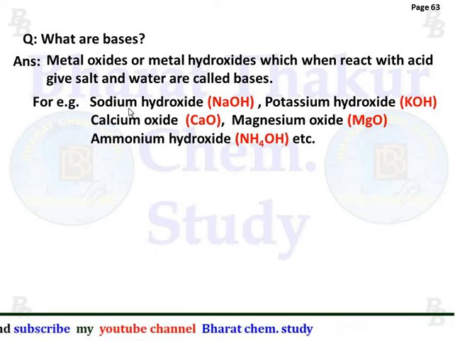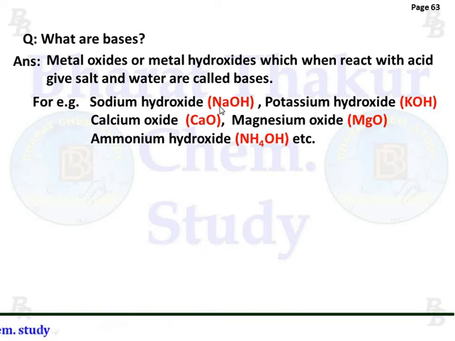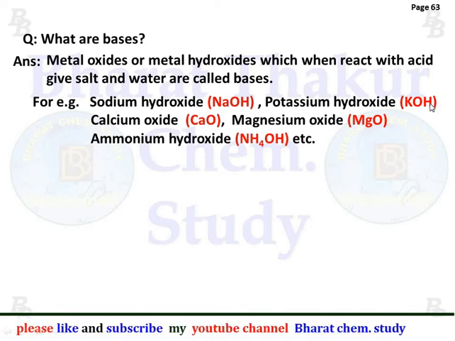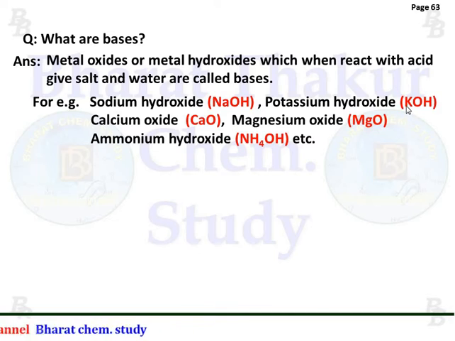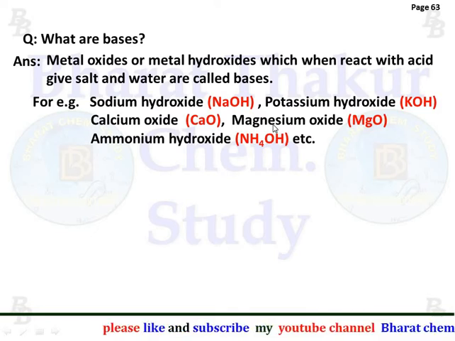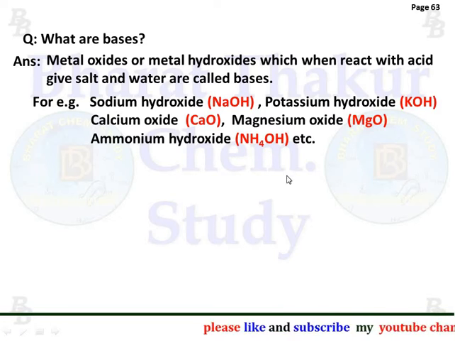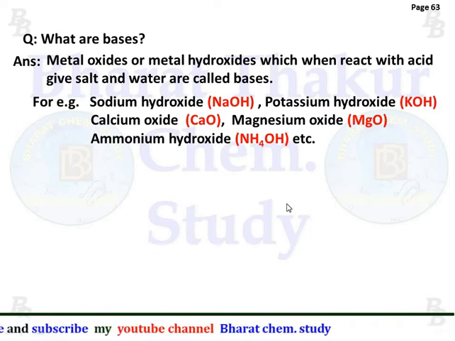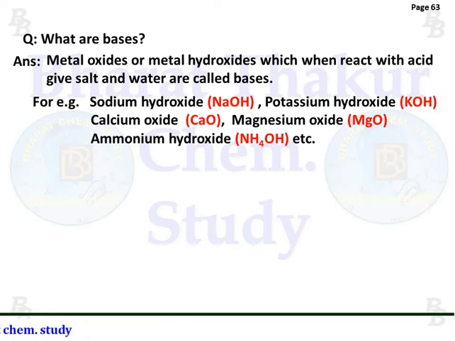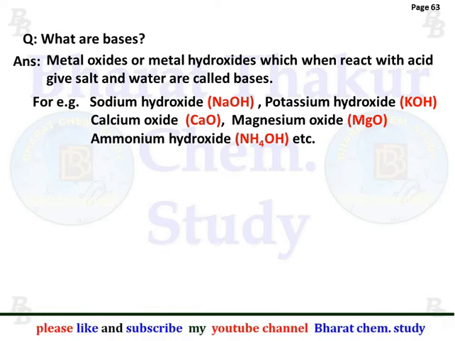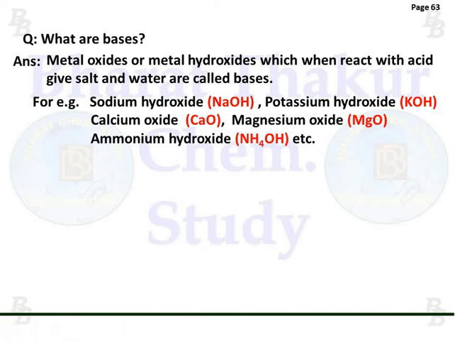For example, sodium hydroxide, with the formula NaOH, contains hydroxide added to it. Potassium hydroxide again contains hydroxide with potassium, with the formula KOH. Calcium oxide is calcium plus oxygen. Magnesium oxide is magnesium and oxygen. And ammonium hydroxide has the formula NH4OH. All these contain either hydroxide or oxygen with them. Therefore, these are all bases, because when they react with acid, they always form salt and water.